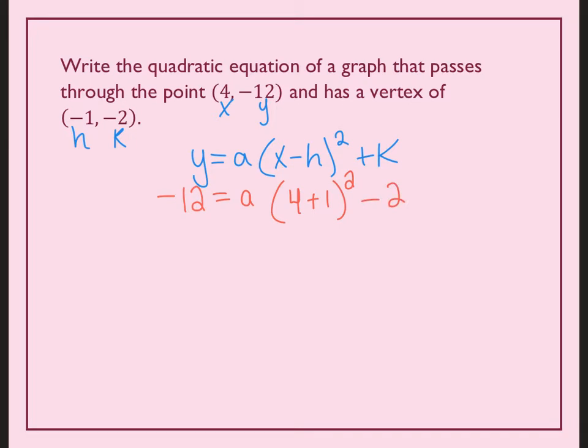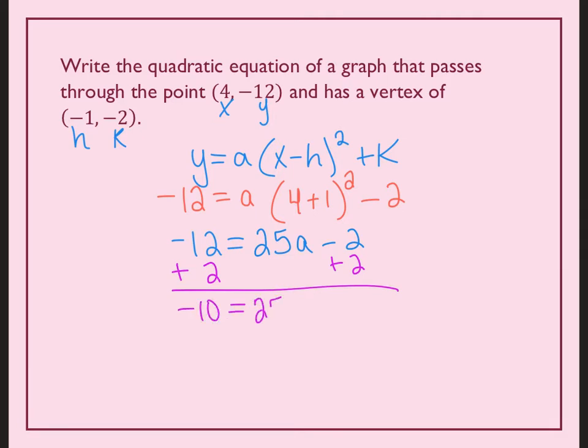Work inside your parentheses first. You have negative 12 equals. So inside your parentheses is 4 plus 1 is 5. 5 squared is 25. 25a minus 2. So now we're going to go ahead and solve for a by adding 2 to both sides. I get negative 10 equals 25a. Divide by 25, and it's okay to have a fraction. The most reduced fraction for negative 10 over 25 is negative 2 over 5.